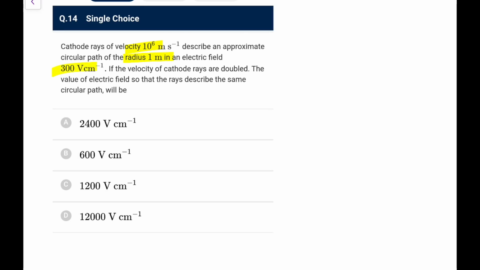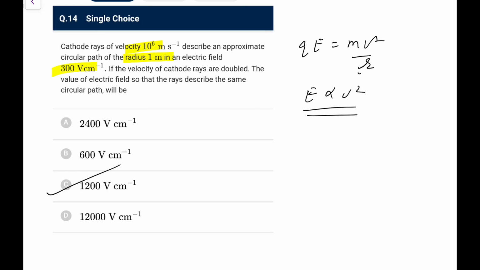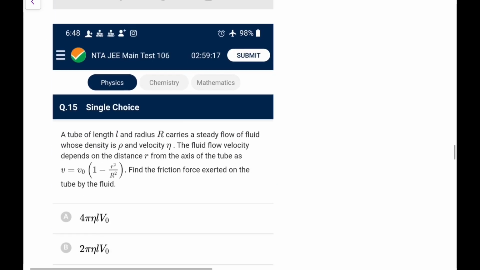If the velocity is doubled, what is the value of the electric field? I think this came yesterday in NEET or JEE Main. So we have qE equal to mv squared by r. If the path is the same, with the radius, q and mass the same, E is proportional to v squared. So if the velocity is doubled, E becomes 4 times, so 1200 volt per centimeter. You can directly go for it. Go for the next one.